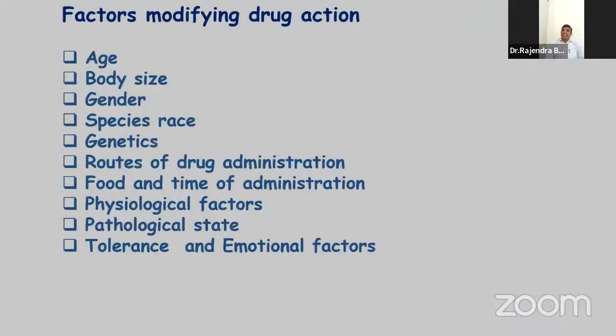So what are the factors modifying the drug action? This is a very important topic. From the factors modifying or factors affecting drug action, there will be 1 or 2 questions in the exam. So how will you remember that? ABGS, then GRF, PPT. So in this way, ABGS, GRF, PPT. What is the ABGS? So first is the age. In the age there is pediatric pharmacology.